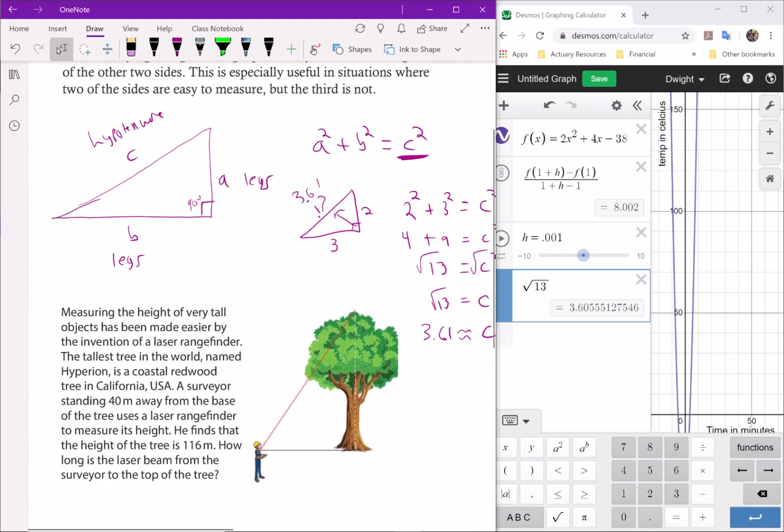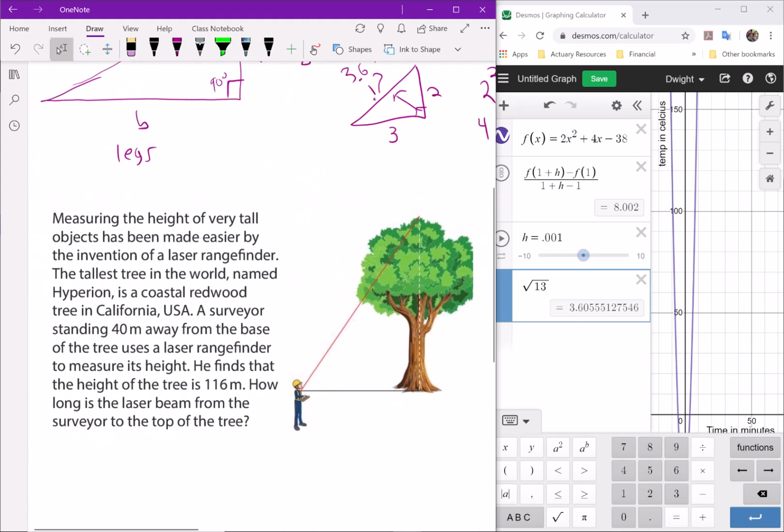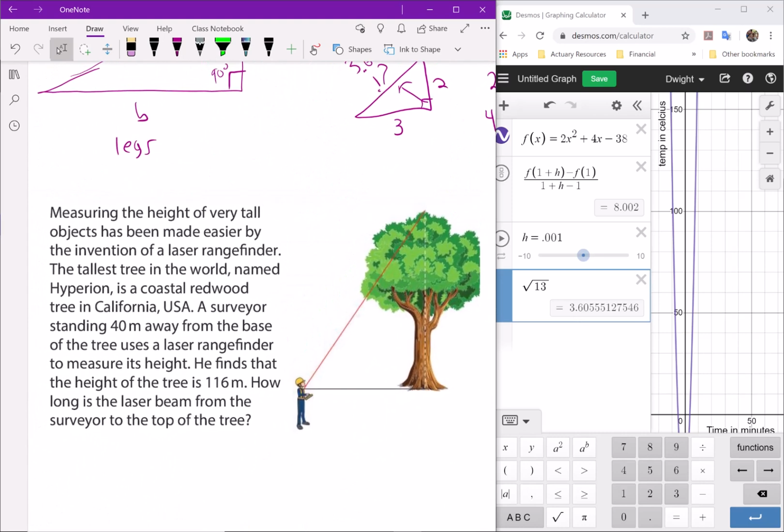All right, so let's look at another example. Sometimes this can be used to measure certain things about real-world objects. Let's pretend we have this tree situation. It's called the tallest tree in the world. It's called Hyperion, and it's a coastal redwood in California, USA. That's actually where I am right now, in California, although these trees are farther up north than I am. The surveyor comes here and he knows that he's standing 40 meters away from the tree.